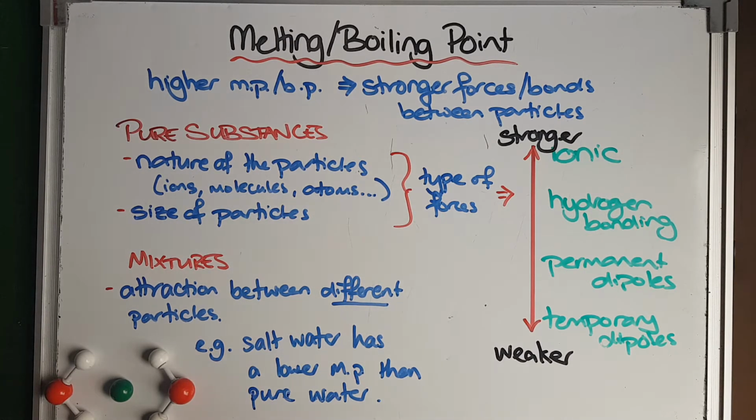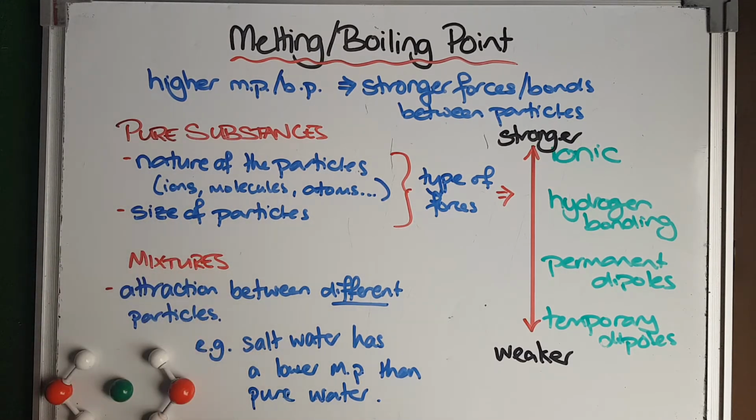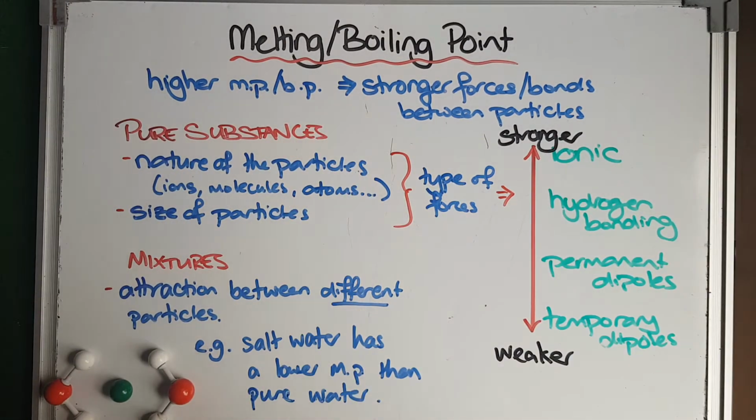That is influenced by the nature of the particles and the size of them. So the more positive or the more negative, so the bigger the ionic charge, the stronger those forces will be. And the smaller the ions are, the closer together they'll be, so the stronger those forces will be. So the higher the melting and boiling points are going to be.